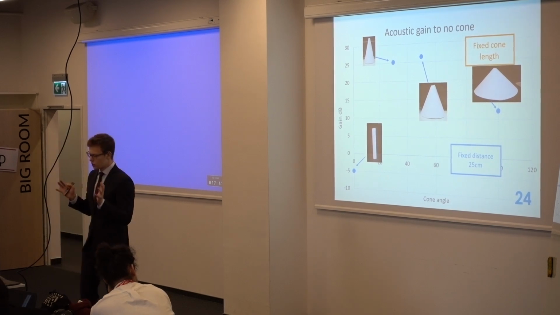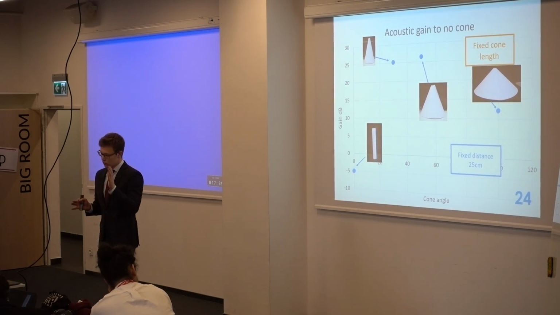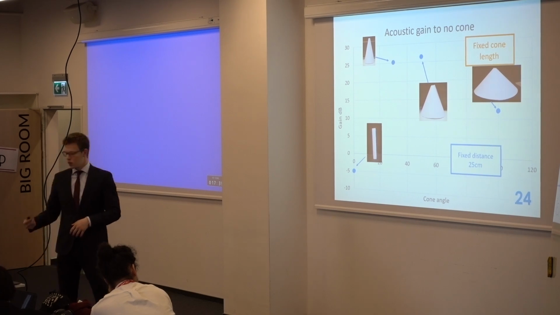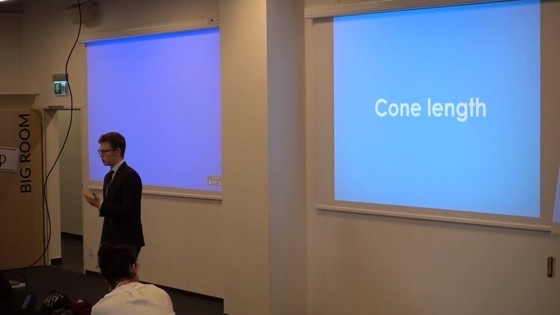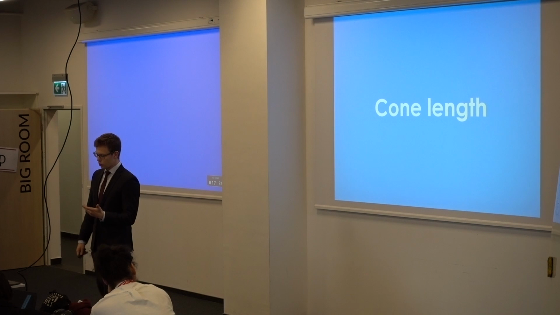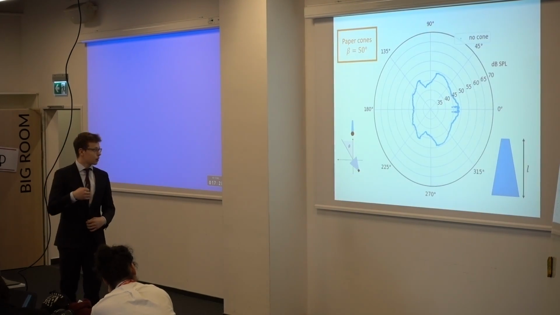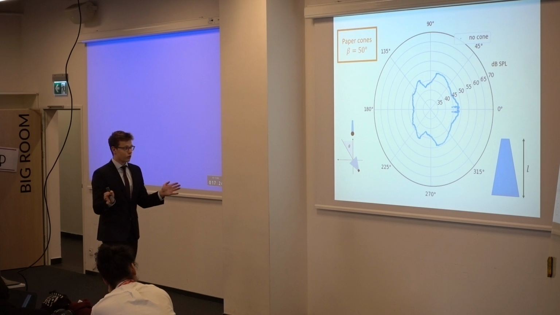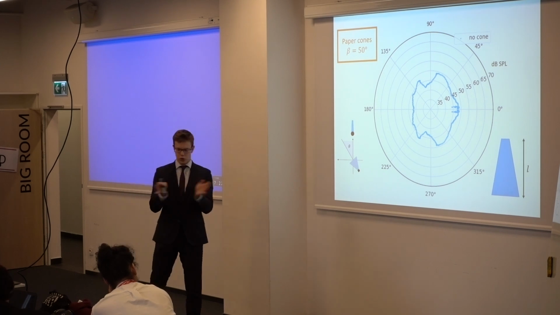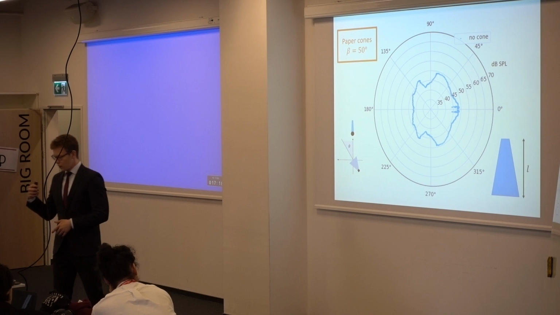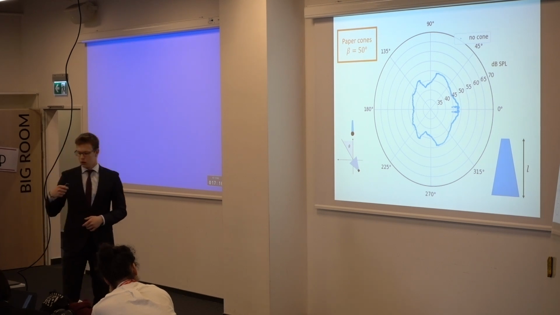We can see that there is a certain optimum between a cylinder and a very wide angle of the horn. Okay, now let's look at the impact of cone length on the overall acoustic output. You can see an acoustic spectrogram, a polar plot of acoustic intensity over angle of the horn with no cone.